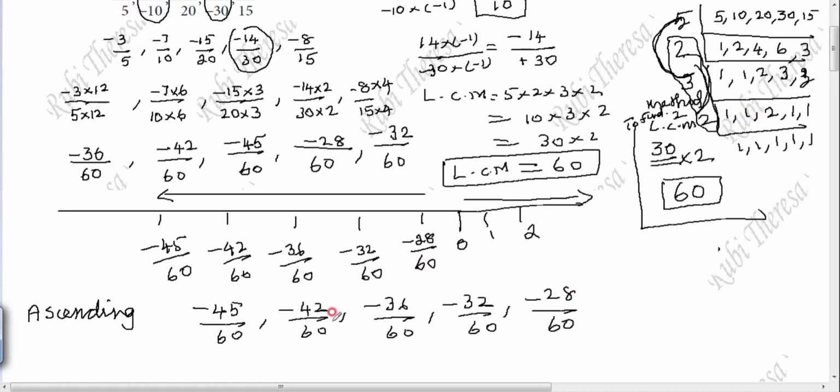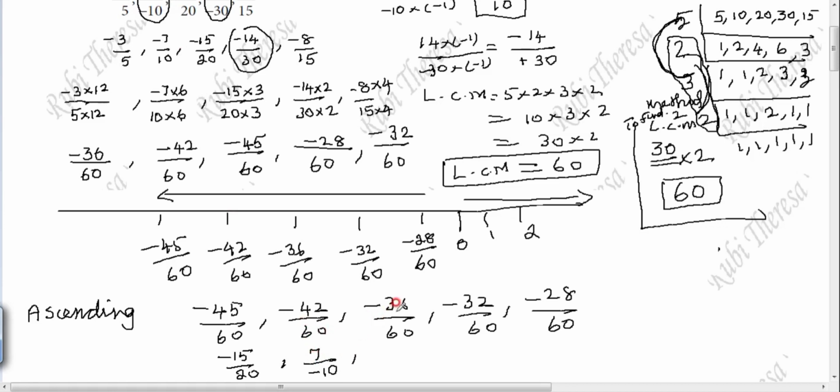But this is not the exact answer they are asking. You have to write the exact rational numbers they have given. So for minus 45 by 60, actually what is it? Minus 15 by 20. Minus 42 by 60, actually what is given in the problem? Very good, that only you have to write: 7 by minus 10. It is better to write the given rational number here, because they have asked for it only.